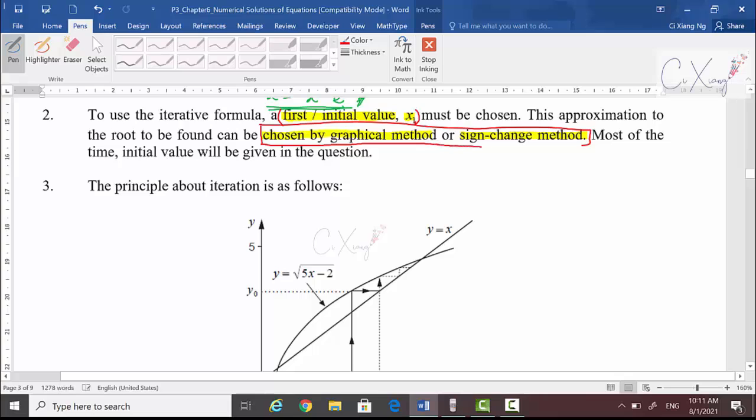Okay. All right, so most of the time, the initial value will be given in the question. That's why I said, if let's say they didn't give you, only you choose it or decide the first value from the sign change method. For me, I usually use the sign change method.